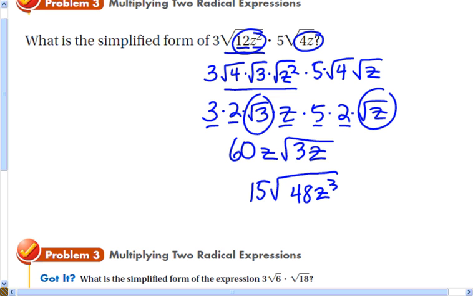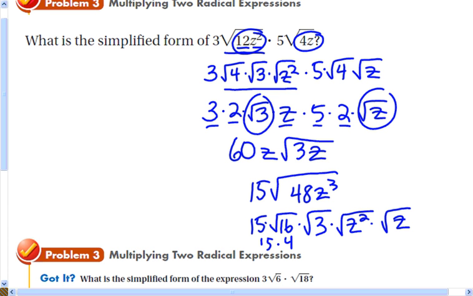Now I would have to break that up again. And I would use square root of 16 as a perfect square. Square root of 16 times 3 is 48. And I would have to take the z squared out of there. And then after simplifying that, I would end up with 15 times 4 times square root of 3 times z times square root of z, and I would still get that. So you can choose whichever way you think is easier.